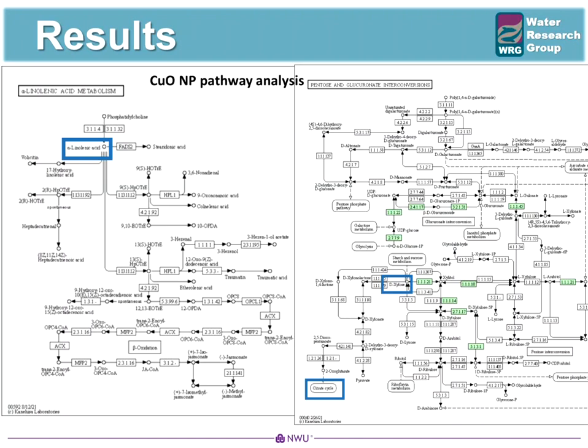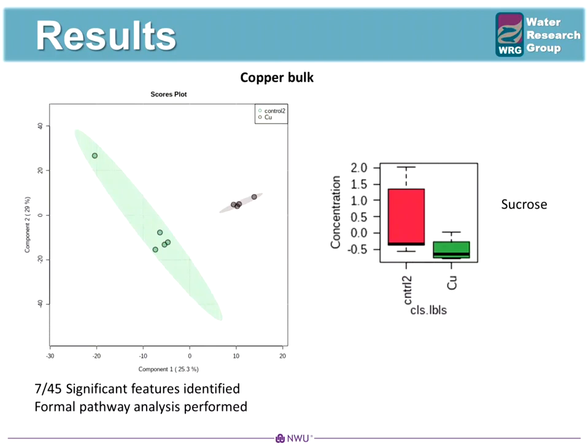D-xylose forms part of the pentose and glucuronate interconversions pathway, part of the carbohydrate metabolism. This metabolism is responsible for metabolite detoxification and excretion and leads into the citrate cycle, responsible for ATP production. Bulk copper revealed 45 significant metabolites, where only 7 could be identified.